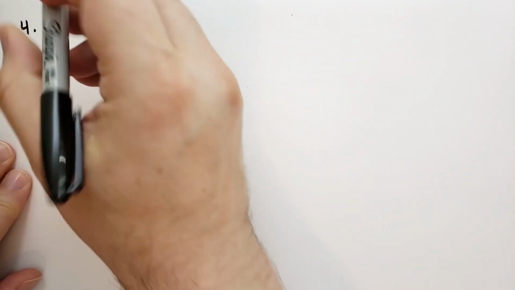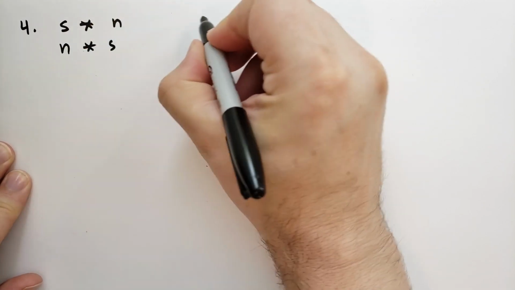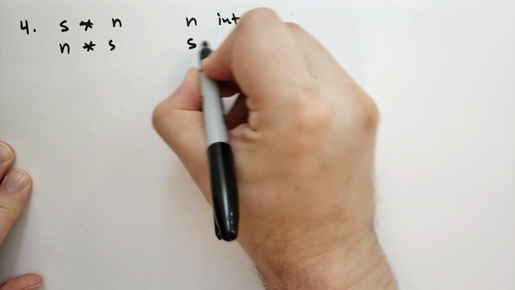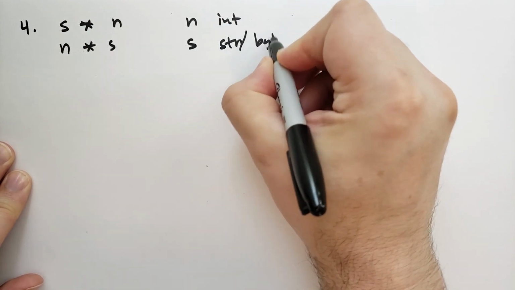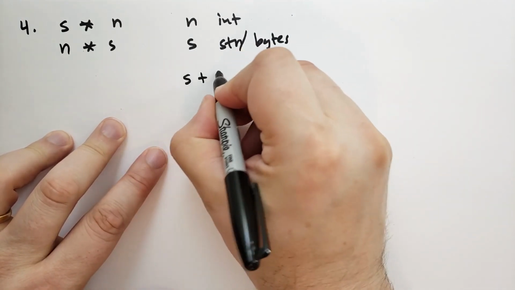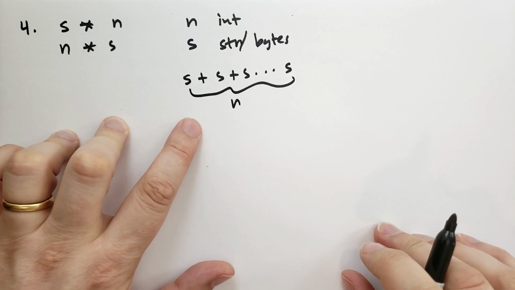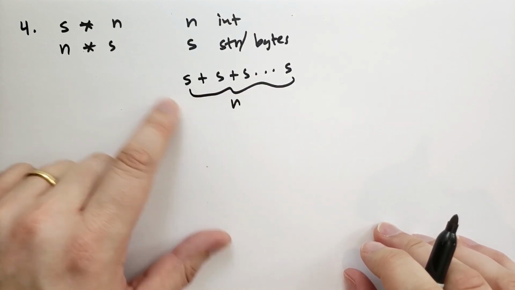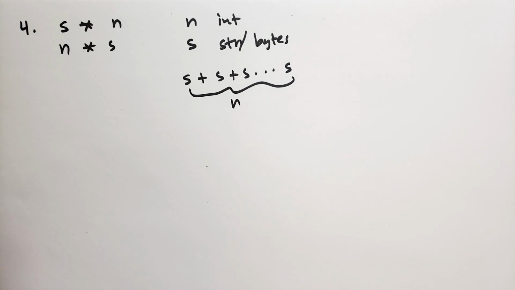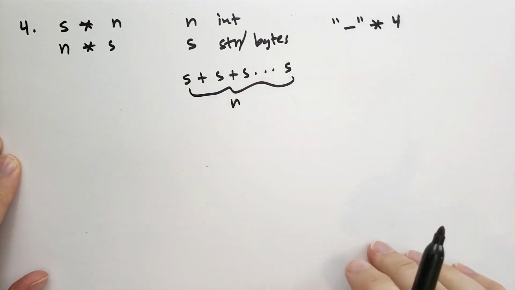Next, let's cover multiplication. You have s star n or n star s. n is an integer, and s is a string or bytes. What this does is it adds s to itself n times, so basically multiplies s. Obviously, it doesn't add them like this, it'd be quadratic, but it does it very quickly. I actually use this occasionally, especially when I'll do something like dash star 4, and that'll give me 4 dashes.